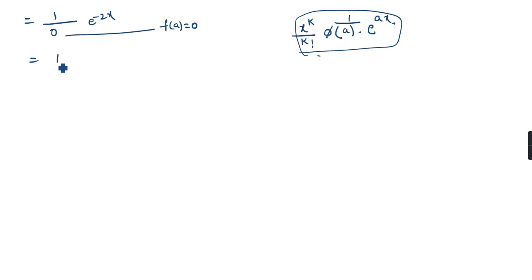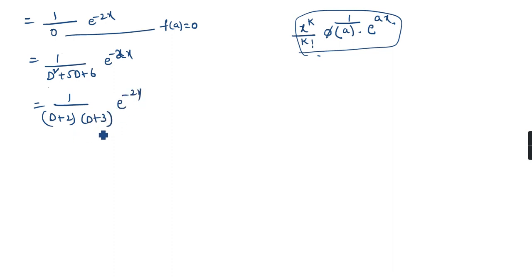So what is f of d? D square plus 5d plus 6 into e power minus 2x, right? Again we have to go back: 1 by d square plus 5d plus 6 into e power minus 2x. See, d square plus 5d plus 6, you write in terms of factors. So (d plus 2) into (d plus 3) into e power minus 2x. From this only we got the roots, m plus 2 and m plus 3. So in the same way we have written d plus 2 into d plus 3.